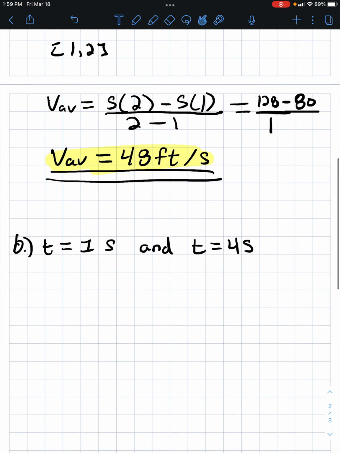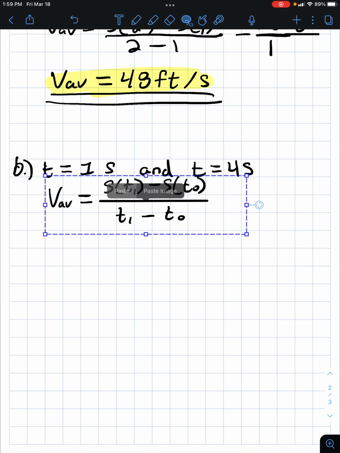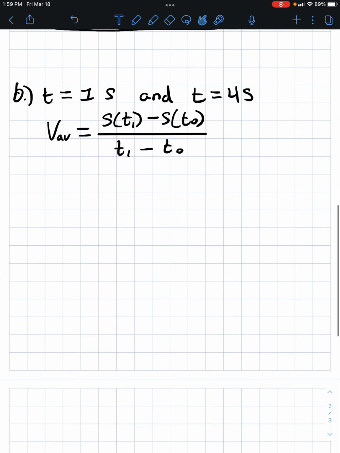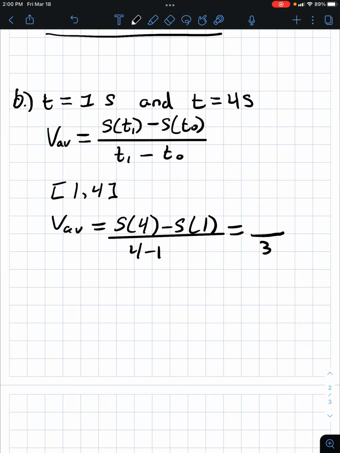Now, the same formula applies for part B. So let me just copy this real quick. Now we just need to input our values. So over the interval for part B, 1 to 4 is the interval we need to find our average velocity over. So v_av is going to be equal to s(4) minus s(1), divided by 4 minus 1. This is going to be equal to 3.